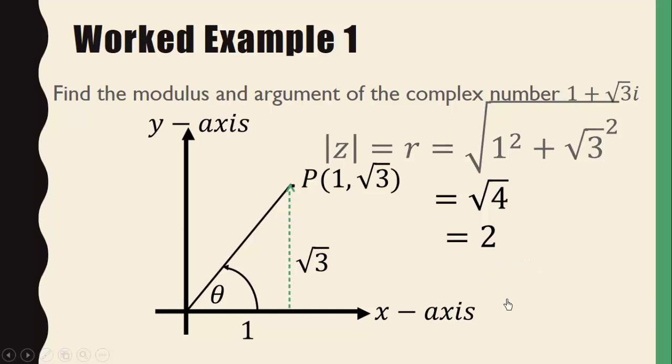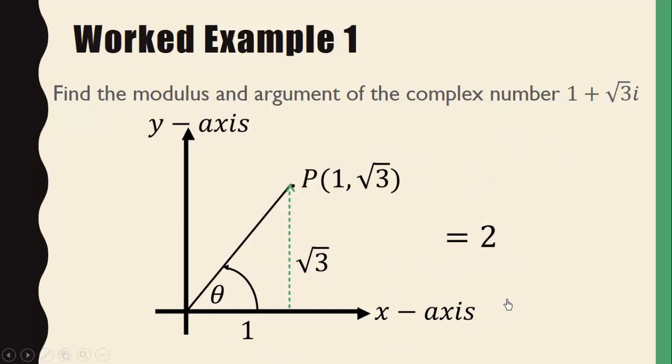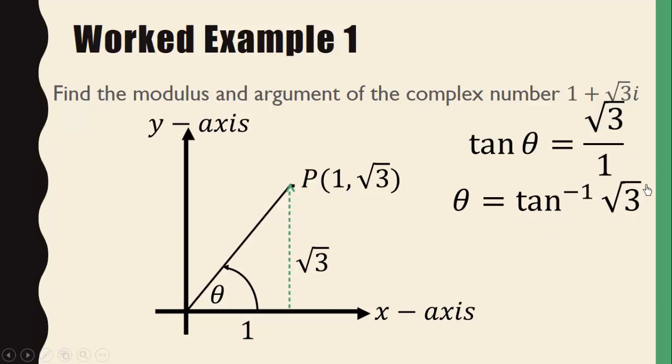Now we are asked to also find the argument, which is the angle theta over here. The tangent gives us y over x. So we have theta equal to tan inverse of root 3, so theta will be equal to pi over 3. This is because theta is in the first quadrant, so theta is equal to pi over 3.